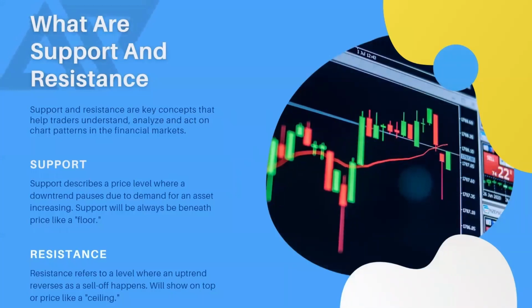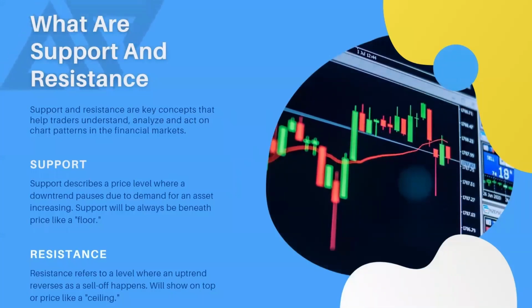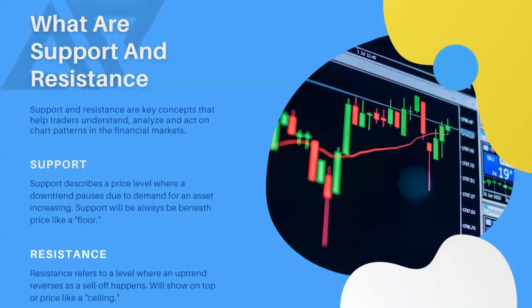Support and resistance are key concepts that help traders understand, analyze, and act on chart patterns in the financial market. Support describes a price level where the downtrend pauses due to demand for an asset increasing. Support will always be beneath price like a floor. Resistance refers to a level where an uptrend reverses as a sell-off happens. It will always show on top of price like a ceiling.